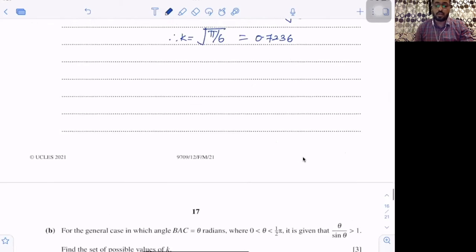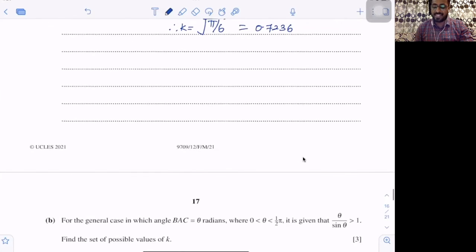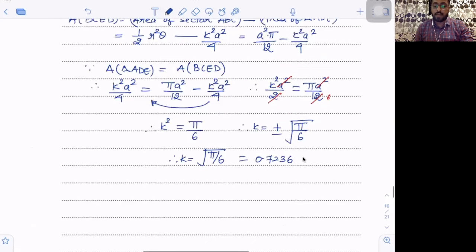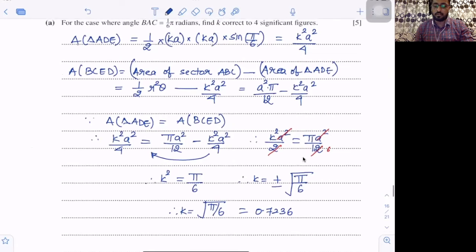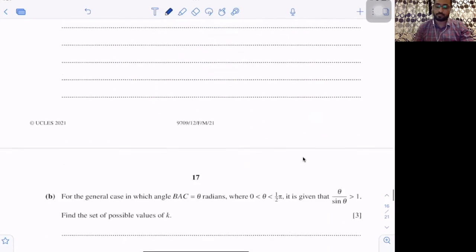Okay, now let's go back here. So angle BAC is theta radians. I have just now proved that k square a square upon 2 is equal to pi a square upon 12, right? So I'm going to make use of the same concept. So in this case, I do not know what's the value of theta now. Okay, theta is not known to me. So again, area of the triangle ADE is equal to area of the region BCED, right? So we are going to solve the general case.